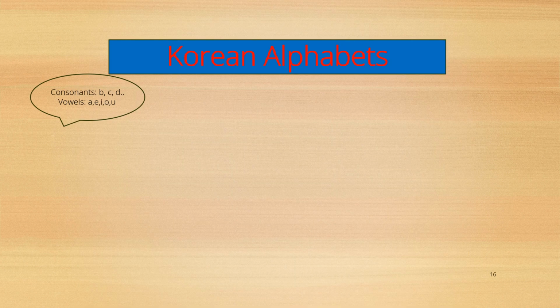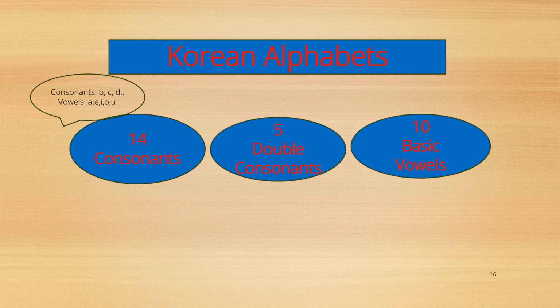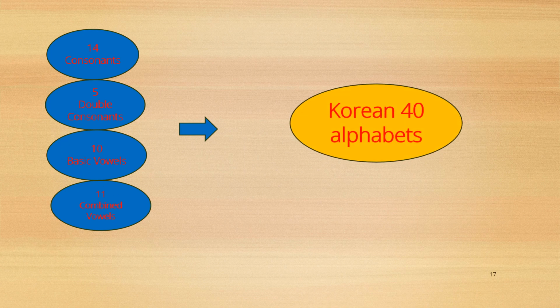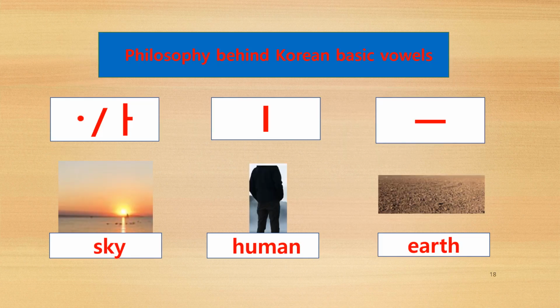Korean alphabet: 14 consonants, 5 double consonants, 10 basic vowels, and 11 combined vowels. But no worry about the 11 combined vowels. So it makes 40 alphabets. Compared to Japanese and Chinese, where you need to know 1,000 characters to read and write, for Korean you only need to know 40 alphabets.